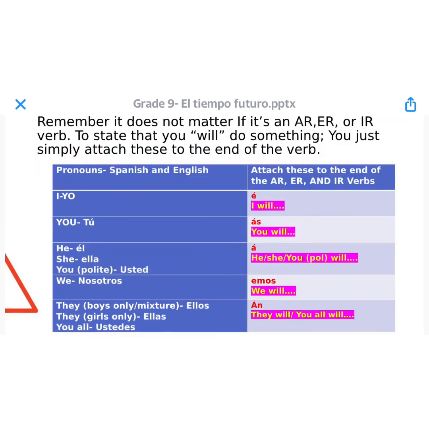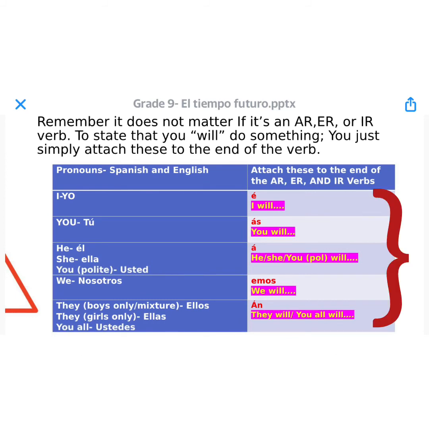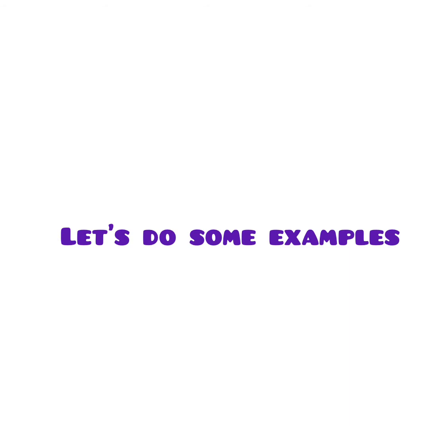So remember, students, as long as you're saying that you will do something, she will do something, he will do something, etc., it doesn't matter what you want to say that you will do. Just remember, you leave the verb alone, just as how it is, and then you attach these to the end of the verbs. Let us do some examples together.